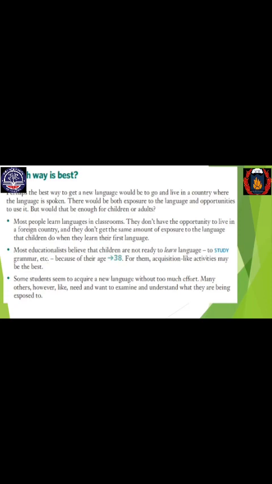Okay, so in a classroom, what are some examples of acquisition-like activities? Please think, right? In the classroom, we get our mother tongue from other people, friends, teachers, so many other people, so we get it easily.